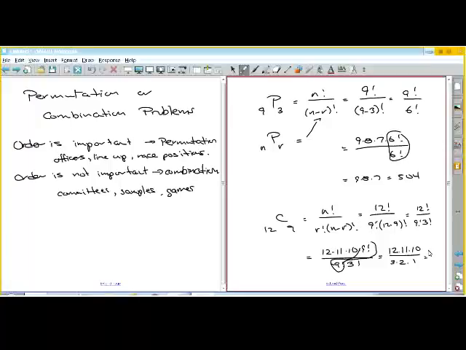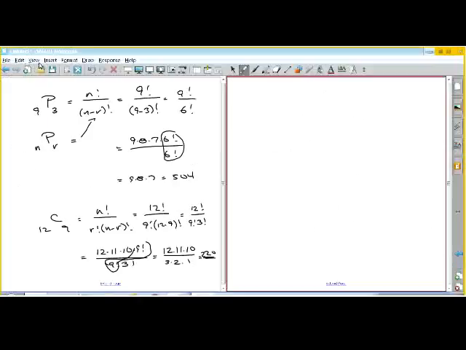And I get 220. Okay, so make sure you can do that by hand. There may also be another fundamental counting principle problem, which is a lot easier than a lot of people think. So I'm just writing this down again.